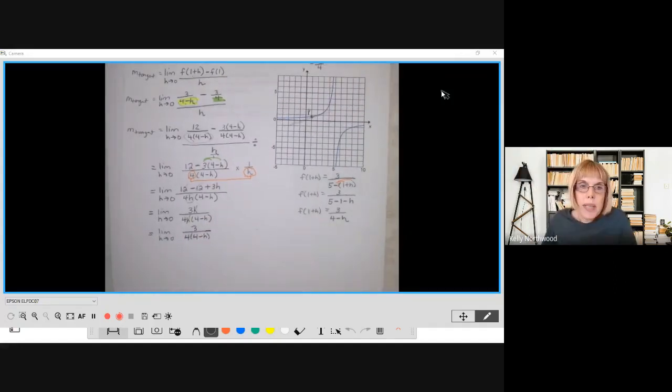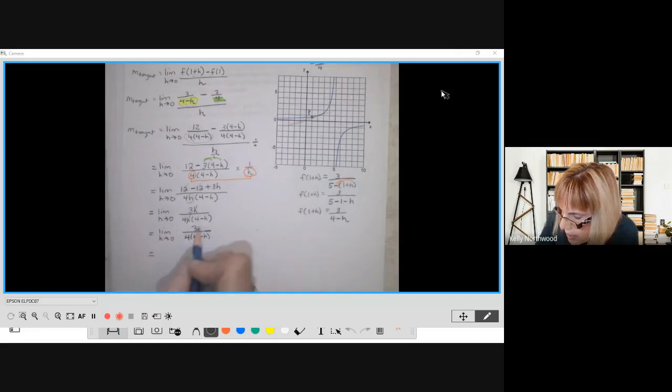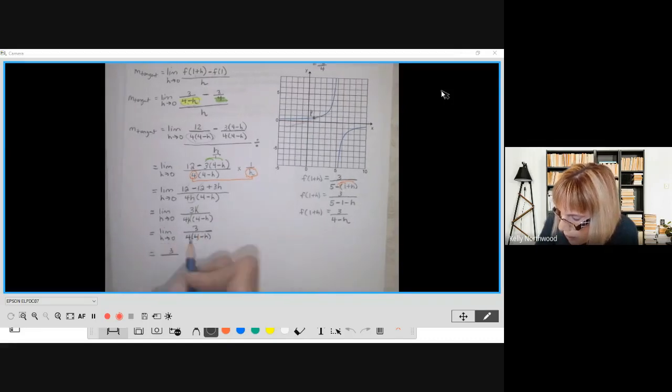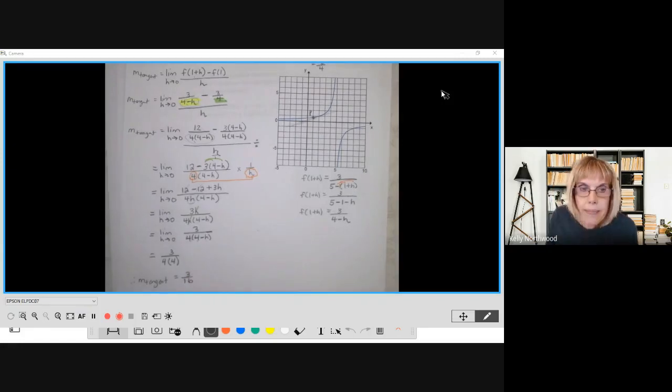And you can always test before you go ahead and let h approach 0. You can say, what would happen if I did? The 4 would be fine. 4 minus h would approach 4, so I'm good. So I can now take the limit. So as I take the limit, as h approaches 0, the 3 is going to stay the same. The 4 is going to stay the same. 4 minus h is going to approach 4. So therefore, the slope of my tangent is going to turn out to be 3/16.